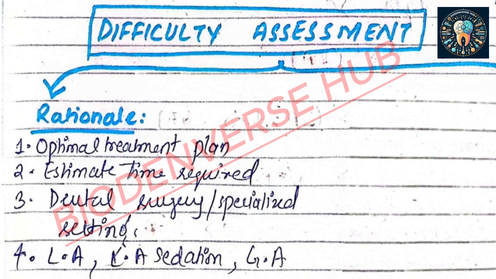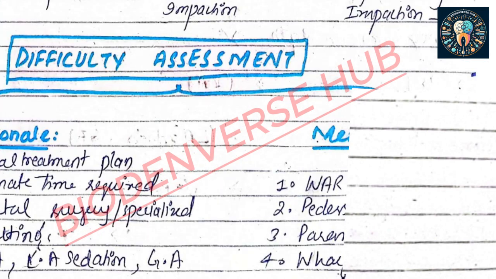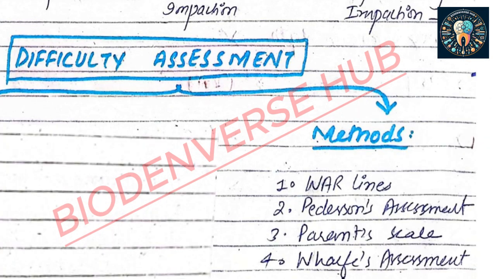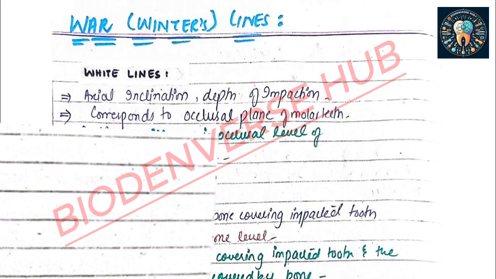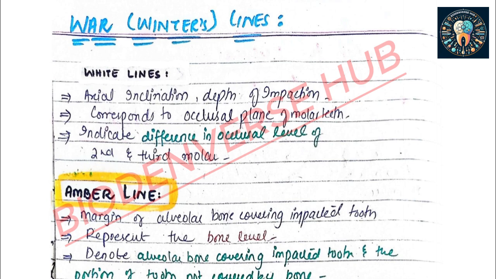After that, we will be studying the methods to assess the difficulty of an impacted tooth, in which the first are the WAR lines, after that Pedersen's assessment, the Parent scale, and Wolff's assessment. So these were all the methods used to calculate the difficulty level associated with the removal of an impacted tooth. So let us first discuss the WAR or Winter's lines.